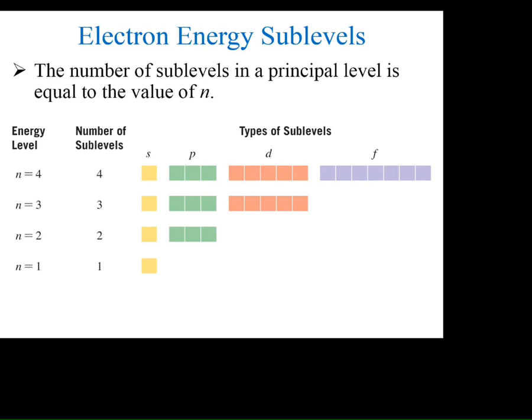The second one can have 2 sublevels, and it always goes in this order, an S and a P. The third can have 3 sublevels, an S, a P, and a D. The fourth can have 4. Let me draw.